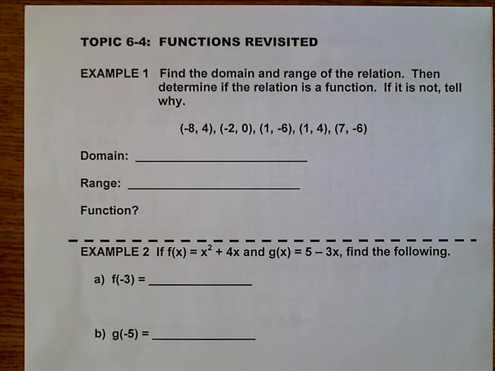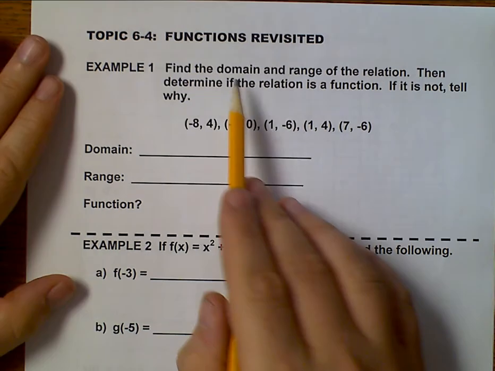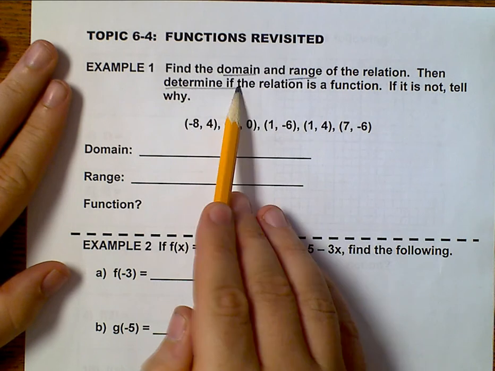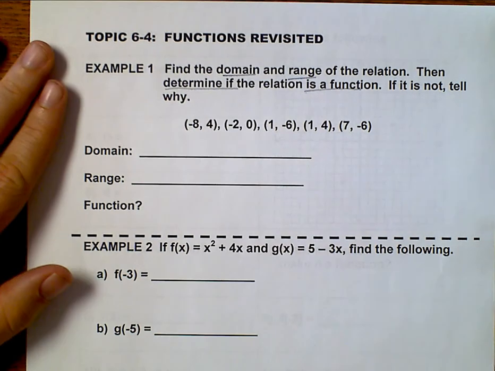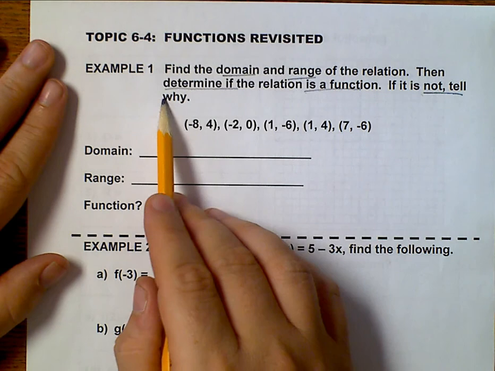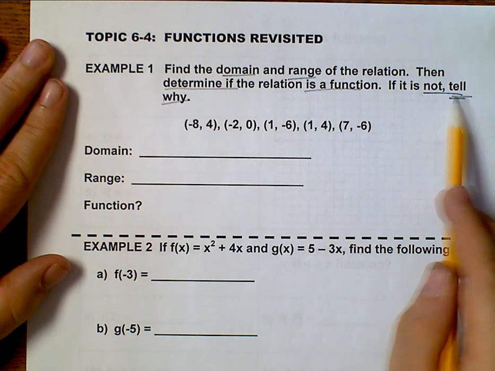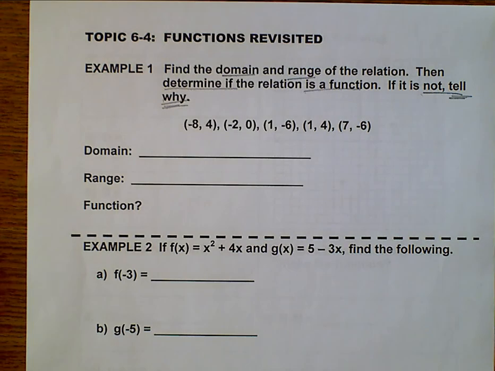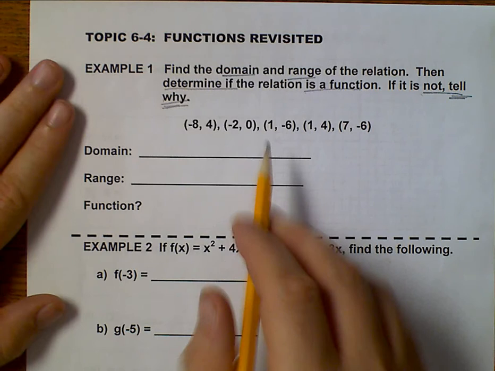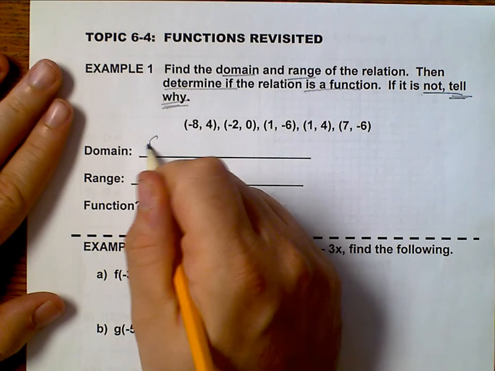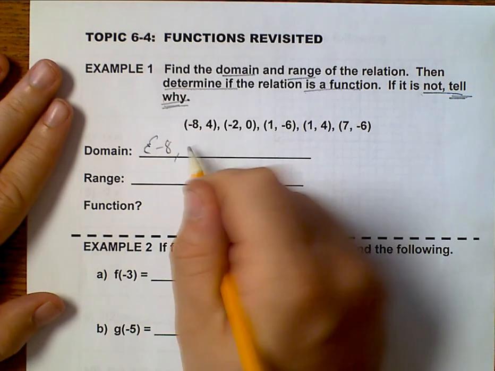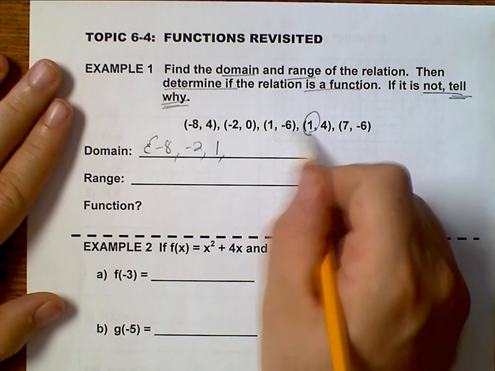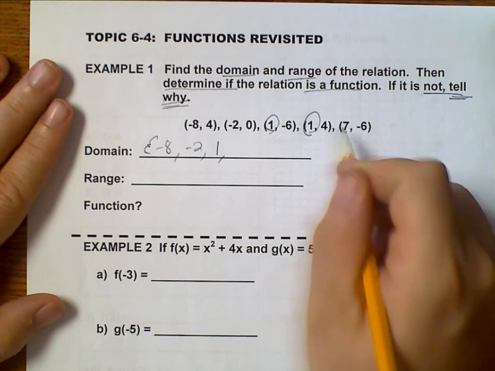So, the idea is that we want to find the domain and range of the relation, then determine if it's a function, and if not, tell why. So let's take a look at our domain. Well, our domain, that's our x values. And so I have -8, -2, 1. I don't repeat this 1, but I am going to circle it for later. And then 7.